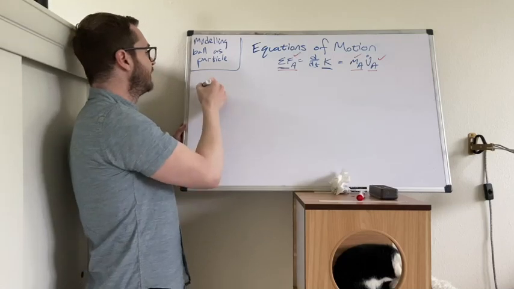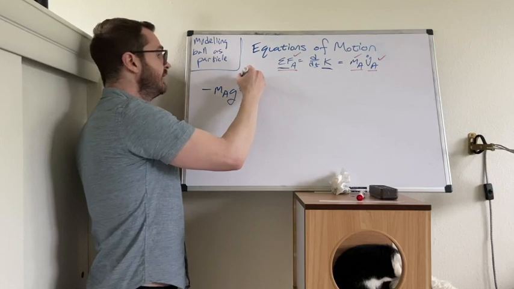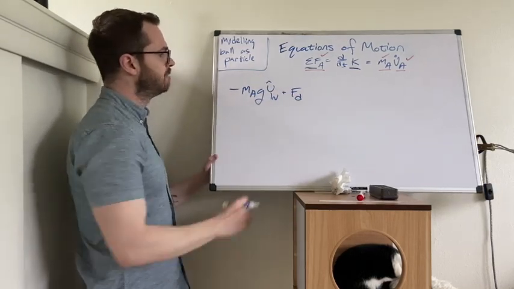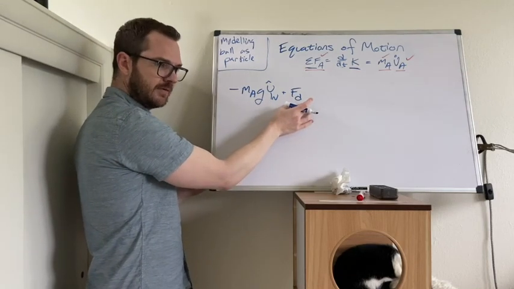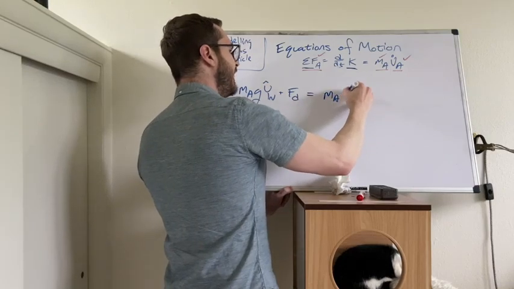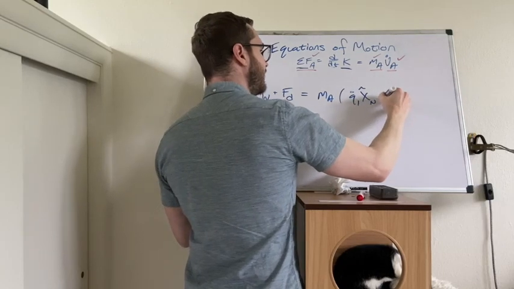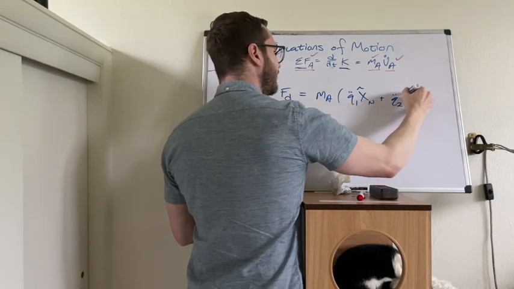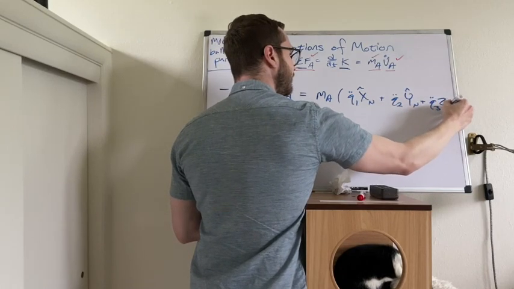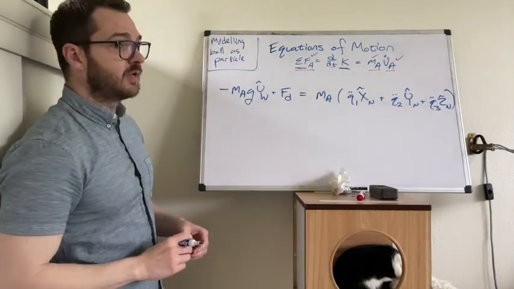Let's start with the sum of forces. We said it was minus MAG in the y hat n, and then plus FD. Remember, FD has the frames inherent inside of it. This is equal to MA multiplied by Q1 double dot X hat n plus Q2 double dot Y hat n plus Q3 double dot Z hat n. Okay, this is the equation of motion.